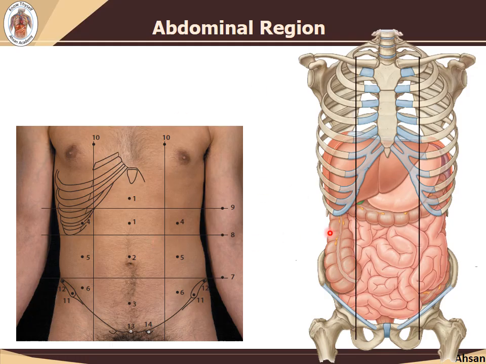We can divide the abdomen by 4 lines, 2 vertical lines I have shown here, and 2 horizontal lines. One is above, another is below. So this total abdominal wall is divided by 4 lines into 9 regions: 1, 2, 3, 4, 5, 6, 7, 8, 9, and each line has a particular way of drawing and has a specific name. These regions also have specific names and are used to locate or express the anatomical location of the organs.